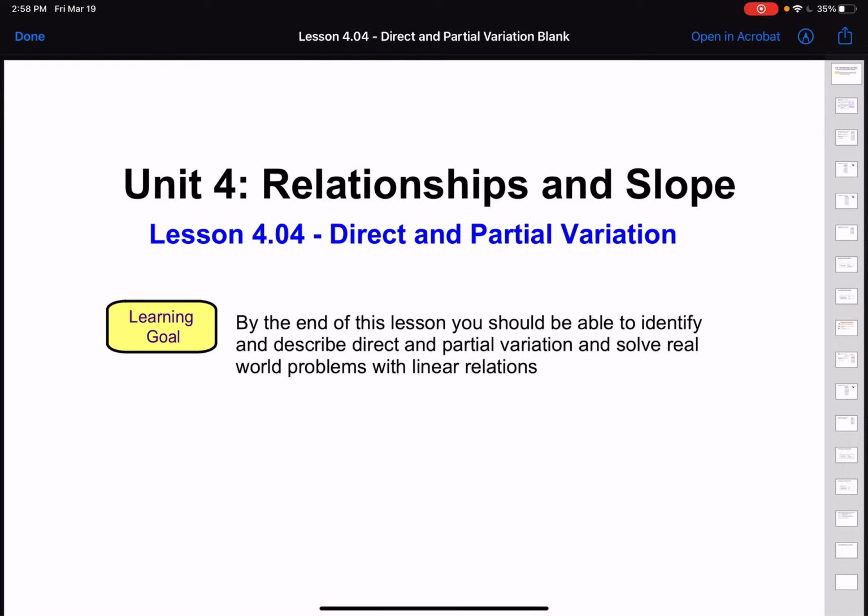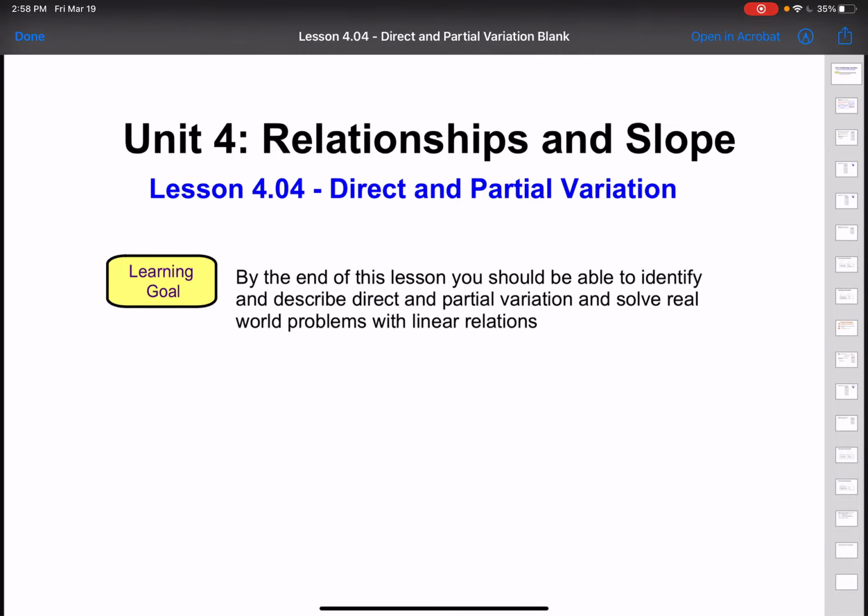Hello everyone, so this is the direct and partial variation lesson. I'll just go through this on here. You can take your notes and just remember, it's a video. You can pause at any point, so I might be going through things a little quicker just because I know you'll be able to pause it.